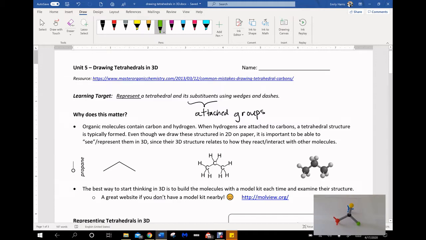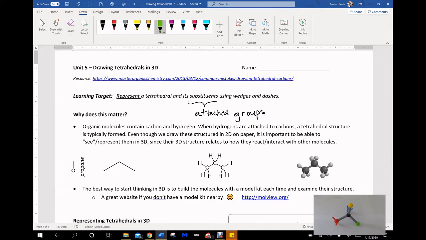Guys, so today is kind of a neat spatial thinking lesson. And the skill we're going to be focusing on is being able to draw tetrahedrals, which is a really common geometry in organic chemistry. And we want to be able to represent those in 3D. And so our learning target says to represent a tetrahedral and its substituents, and those are just any groups that are attached, using what's called wedge and dash notation.